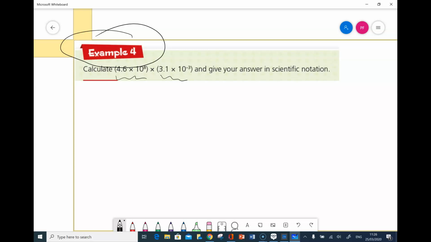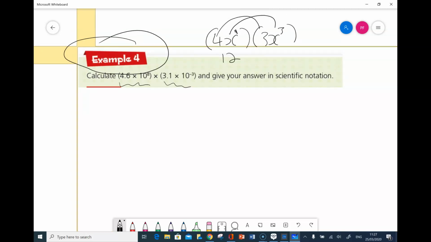So when we're multiplying scientific notation, it's not a whole lot different from multiplying 4x multiplied by 3x cubed, let's say. So 4x to the power of 1 by 3x cubed. 4 by 3 is 12, and x to the power of 1 by x to the power of 3, I add my powers. X to the power of 4. And it's the same thing here. To multiply this, you would multiply 4.6 by 3.1 and 10 to the power of 8 by 10 to the power of minus 3.